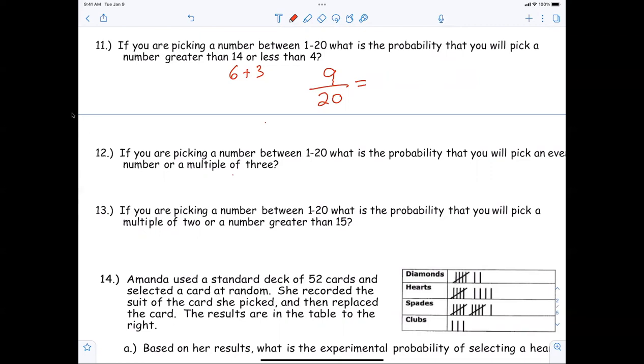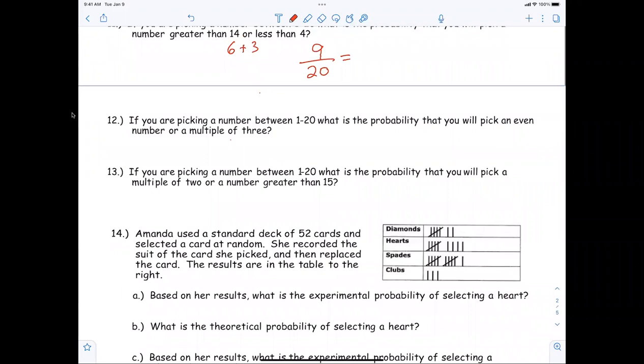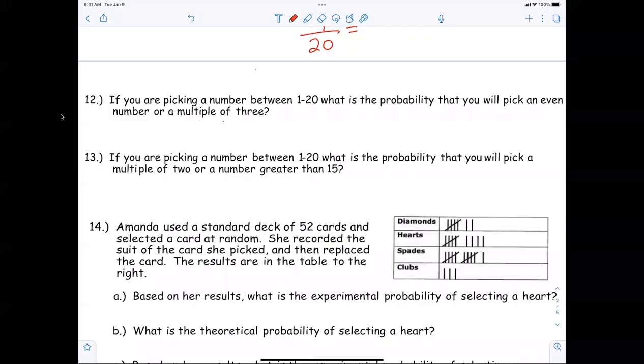All right, let's take a look at 12 now. Ooh, now number 12 is a hard one. If you're picking a number between 1 and 20, what's the probability that you'll pick an even number or a multiple of 3? All right, I'm going to put it on pause just for a second. And I want everyone, let's see how you're thinking.